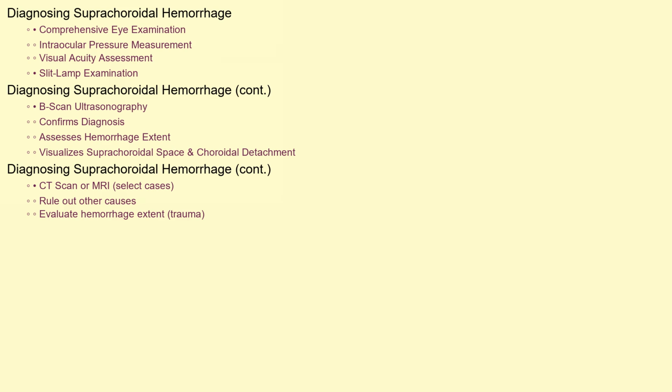In some cases, computed tomography, or CT scan, or magnetic resonance imaging, or MRI, may be used to rule out other potential causes or to further evaluate the extent of the hemorrhage, especially in cases involving trauma.